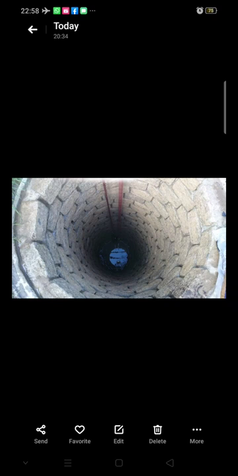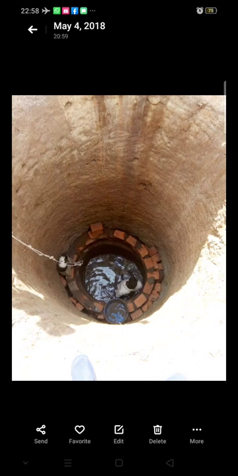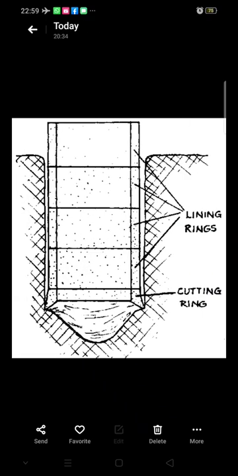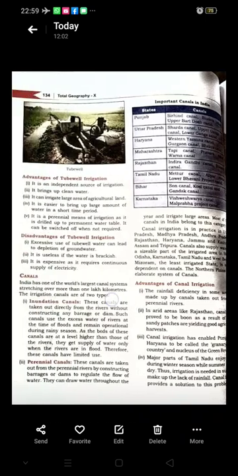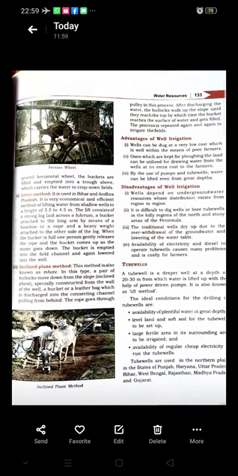Now, the unlined well is a man-made well in which no such system is done, no lining is given, and it's just dug up manually. So this becomes the unlined well. Okay, now back to the page.